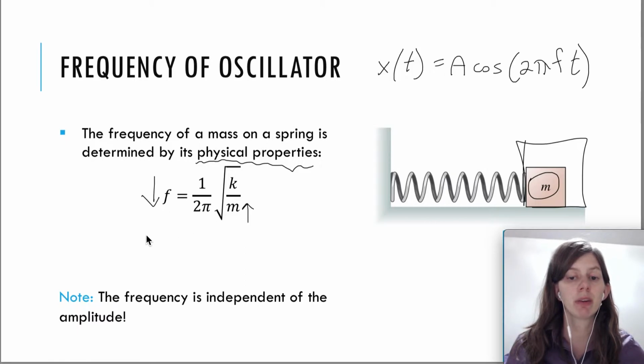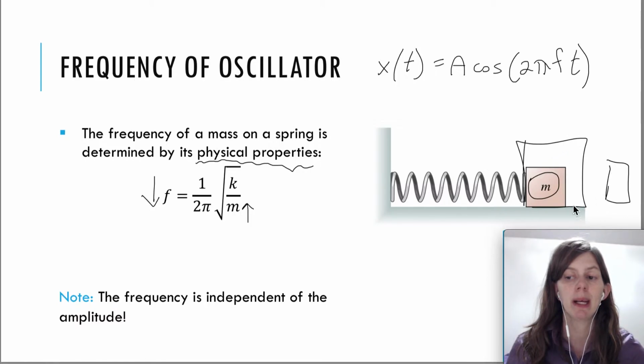An important thing to note about this equation, and we'll be using it in just a few slides, we'll practice with that, is that the frequency, so how many cycles per second when this mass is oscillating, is independent of the amplitude. Remember, the amplitude is that displacement from equilibrium. So how far you're going to stretch it from equilibrium.